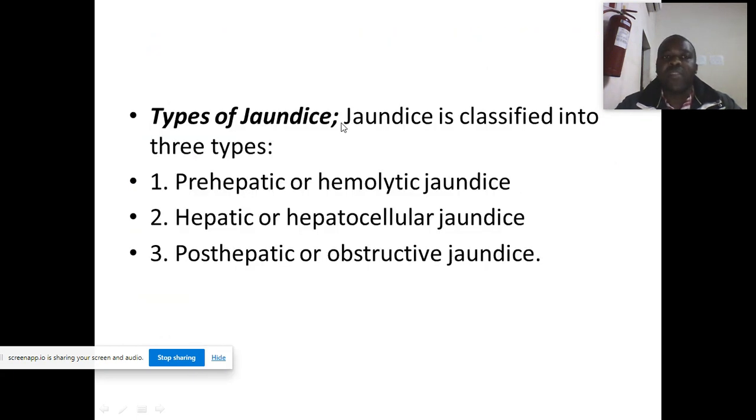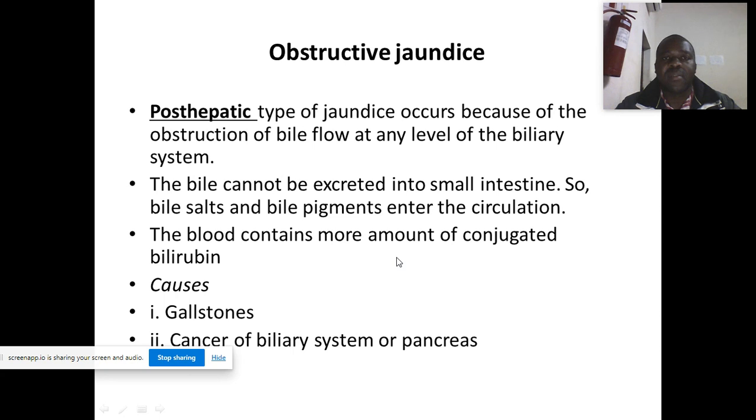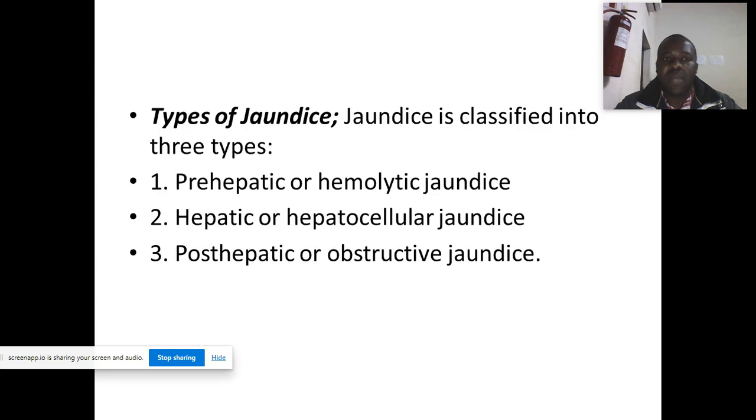There are three types of jaundice, which are prehepatic or hemolytic jaundice, due to destruction of red blood cells. There is hepatic or hepatocellular jaundice. There is also posthepatic or obstructive jaundice. I'm very interested in the posthepatic or obstructive jaundice because it involves the bile circulation. It is involving the biliary system.